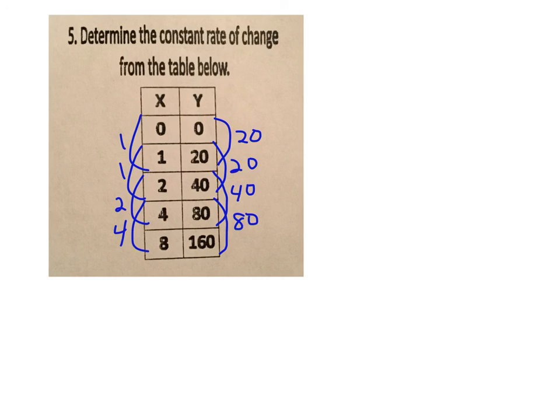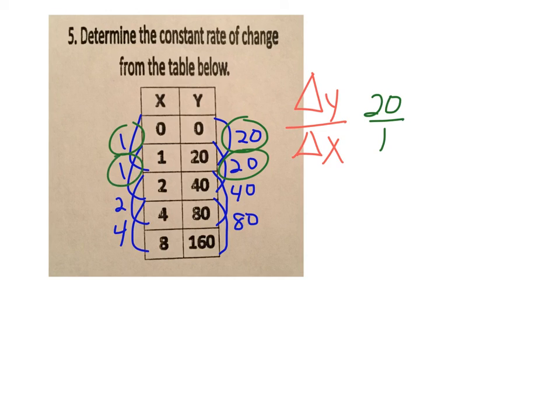Now remember, it is the change in y over the change of x. So if you look at your first set, this is 20 over 1. The second set is also 20 over 1. The third set is 40 over 2. And then we have our last set, which is 80 over 4.